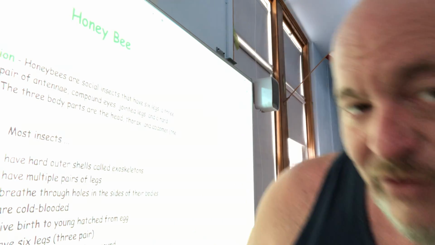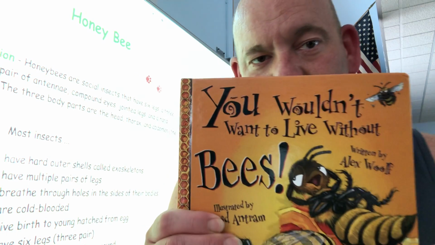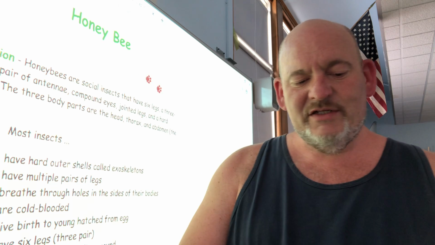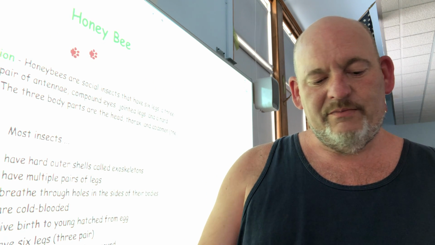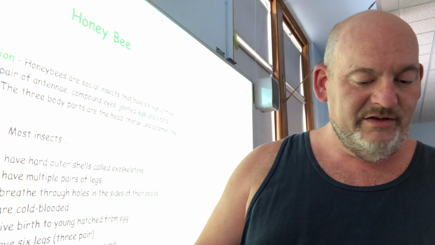All right? I wanted to show you this book. You wouldn't want to live without bees. I'm just going to skip around to show you some of the facts that are in the book. Top honeybee talents. Their wings beat 200 times a second, creating that familiar buzzing sound when they fly at an average of 15 miles per hour.